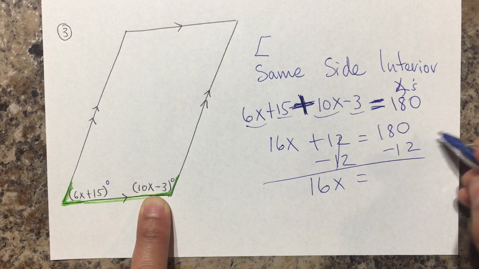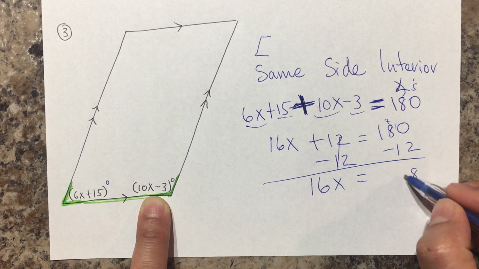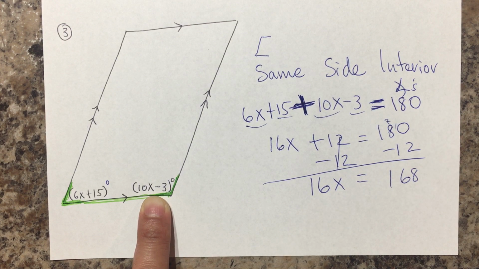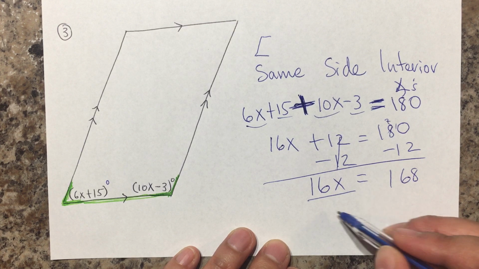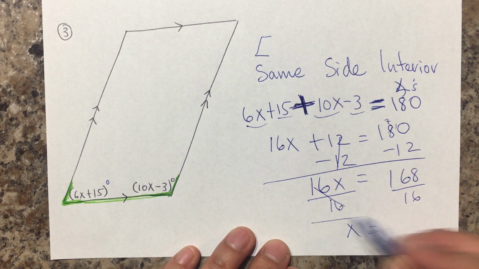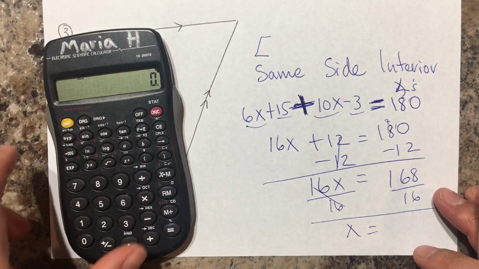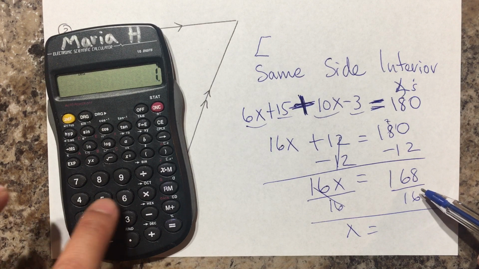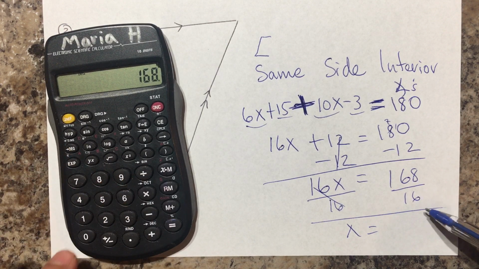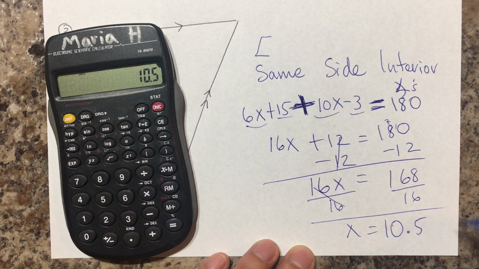16x equals 180 minus 12, which is 168. I divide both sides by 16, and at this moment you can go ahead and use your calculator. So with the calculator, you get 168 divided by 16 equals 10.5.